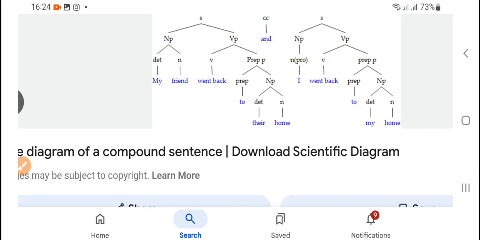Last, this one, my friend went back to their home. My friend, it should be friends, their home. Okay, so my friends. Then went back, that's a verb, actually a compound verb, right? Okay, to their home. Okay, I went back to my home. Okay.